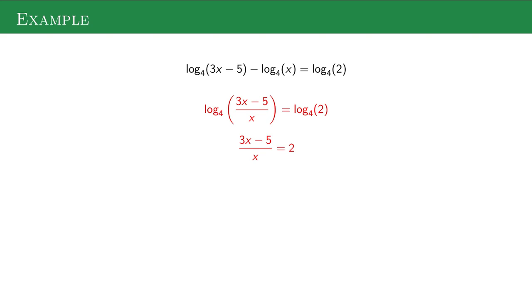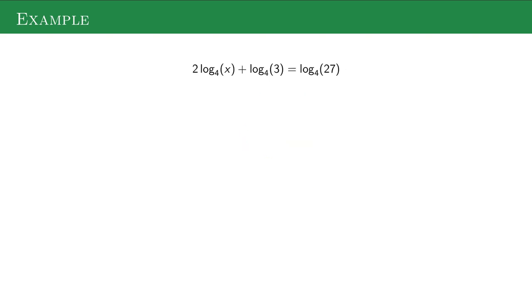It doesn't have logs. First thing I would do, multiply both sides by x, because that's going to cancel out on the left and get rid of the fraction. Then I can subtract 2x to the other side and get my final answer, x equals 5. All right, but the important thing: combine these logs and then eliminate them.